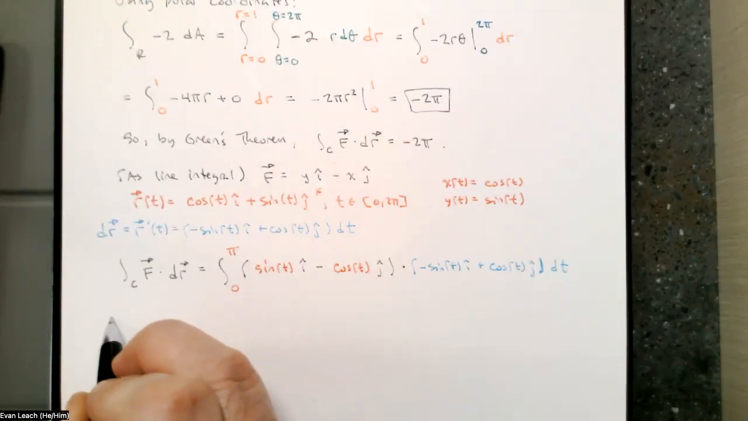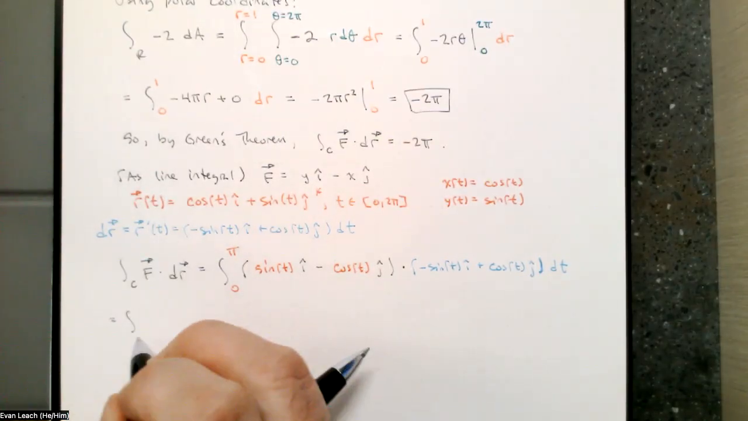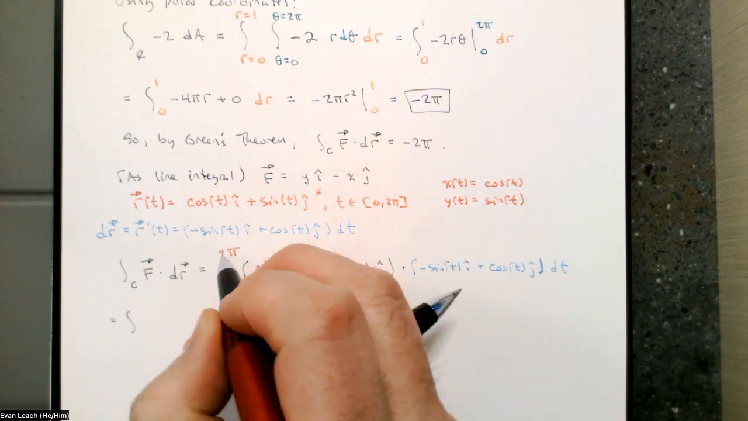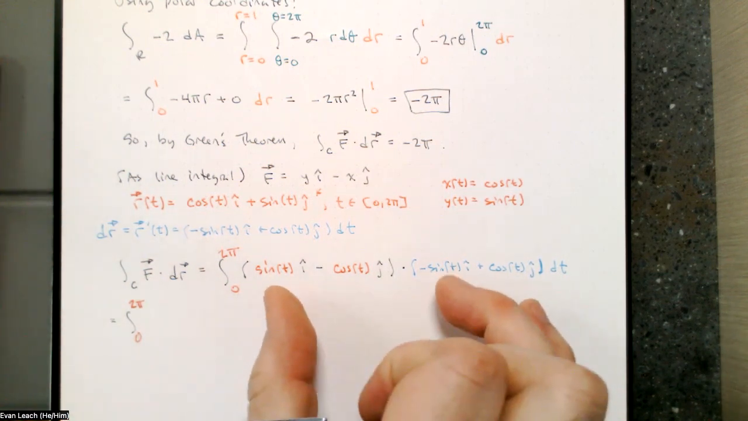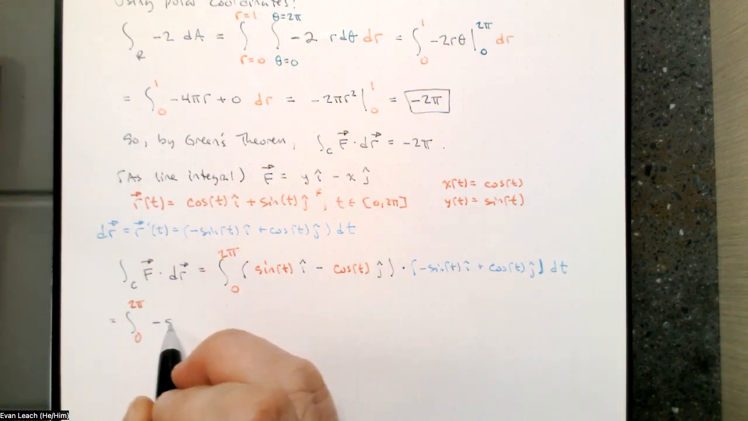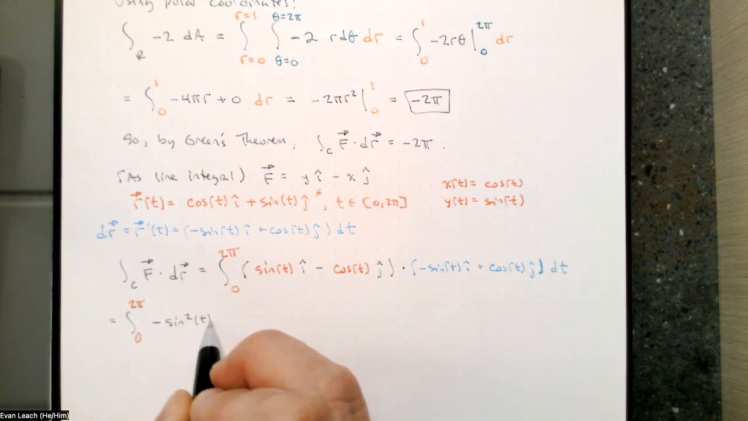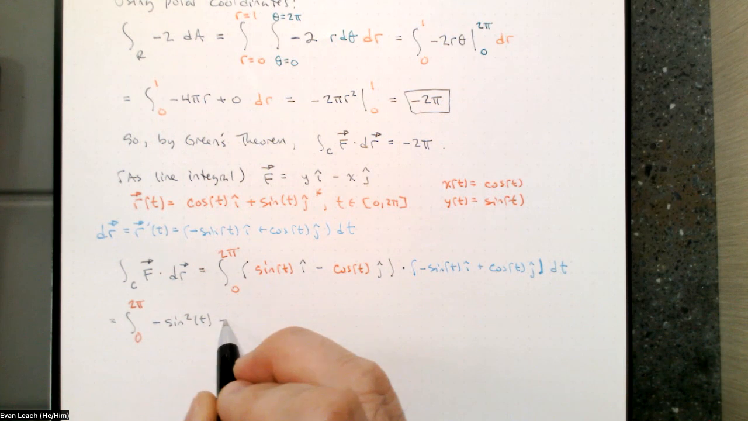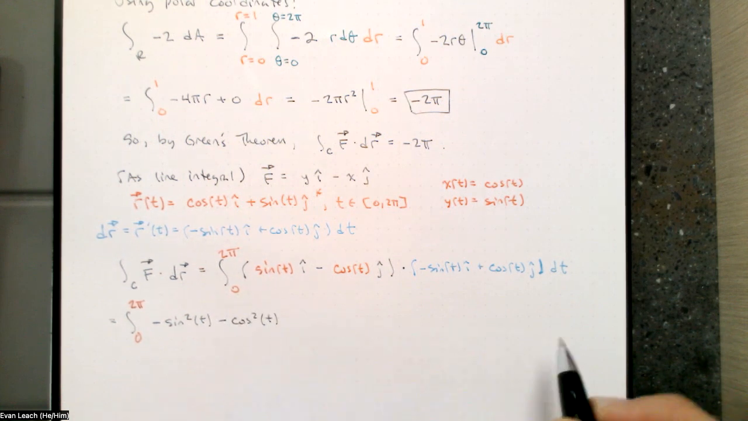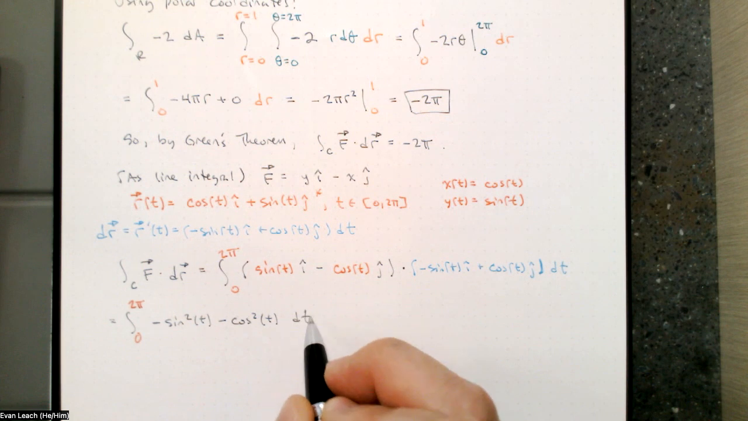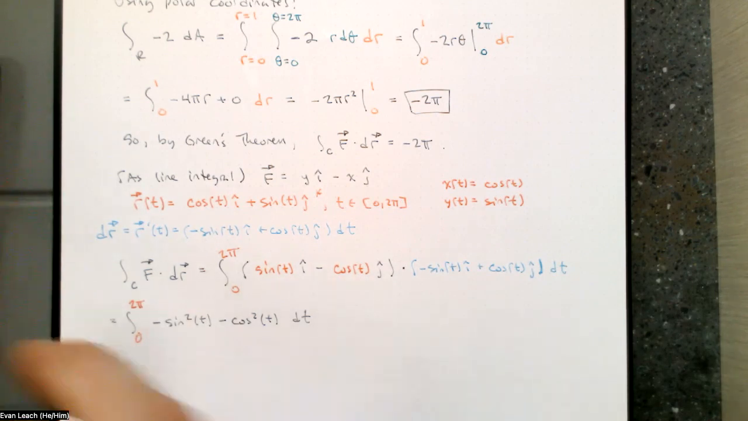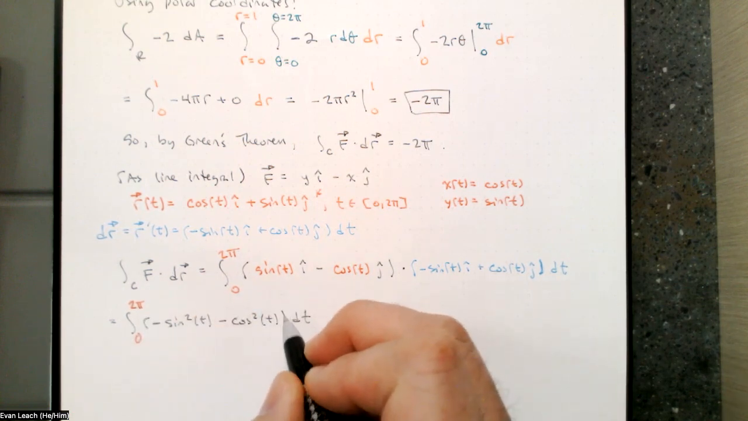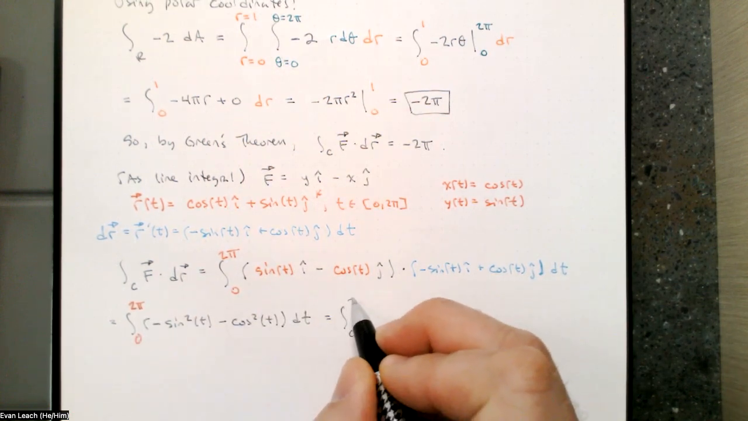So our integral will still go from 0 to 2 pi. And we'll have minus sine squared minus cosine squared dt. Not surprised by this, we're finding a dot product. The dot product is a scalar product. So we're not surprised that we ended up with a scalar function. So we're just integrating the function -1 from 0 to 2 pi.